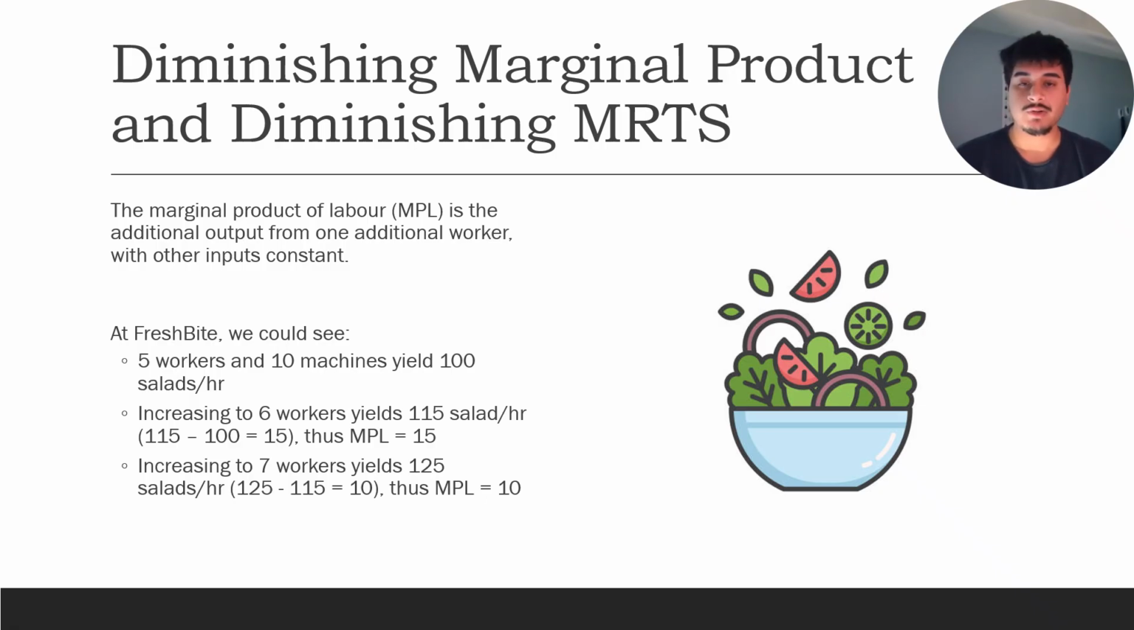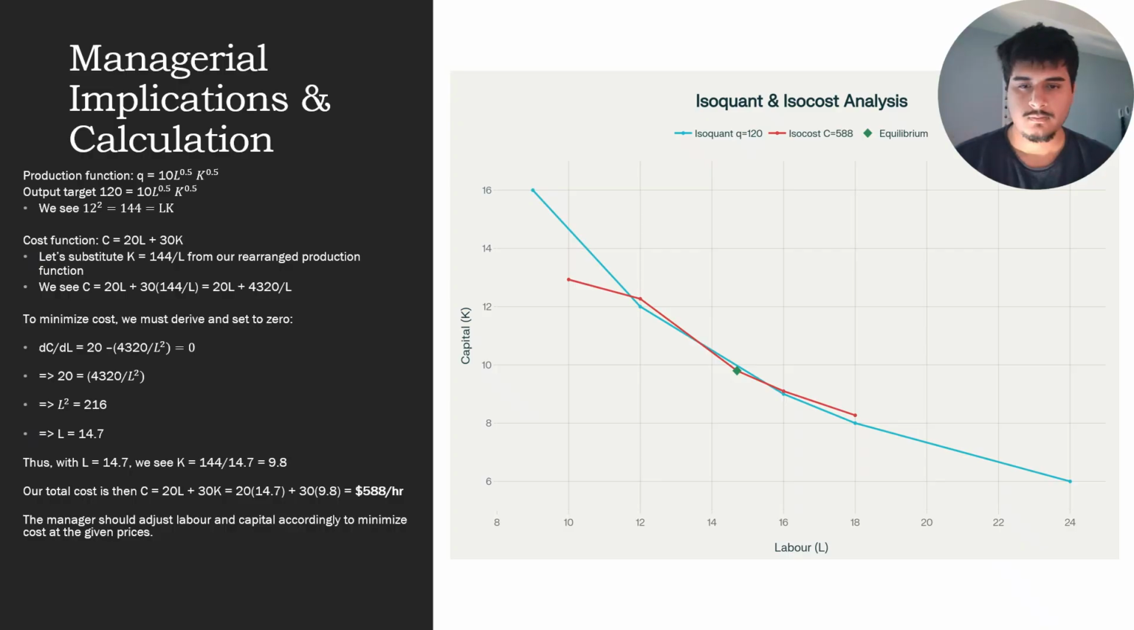Increasing to 7 workers yields 125 salads. This shows an MPL of only 10. We see that our MPL reduces from 15 to 10 with each worker added, with capital held constant. As the MPL decreases as more workers are added, this is diminishing marginal returns. The diminishing marginal product of labor also leads to declining MRTS, reflecting reduced efficiency in substituting inputs.